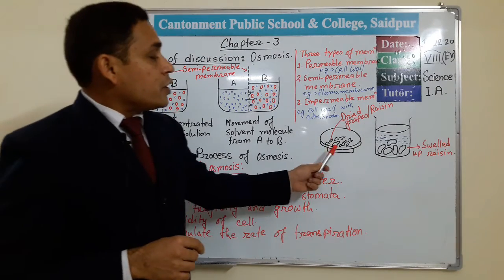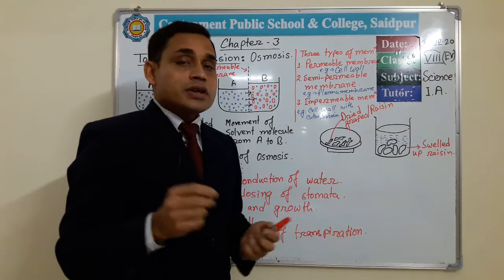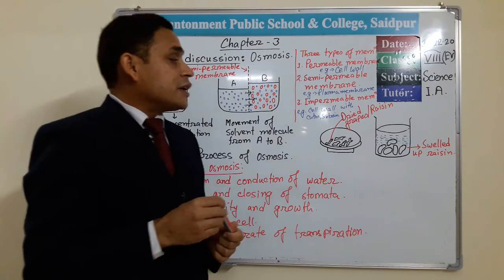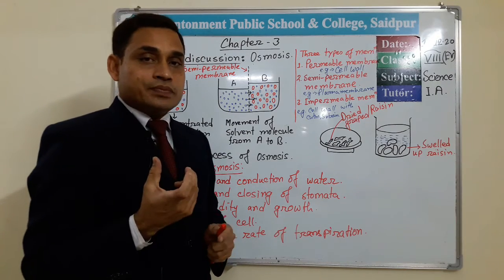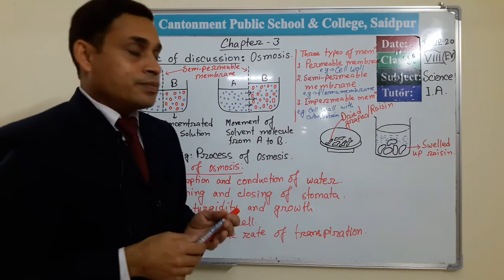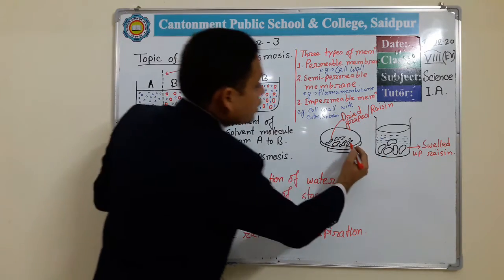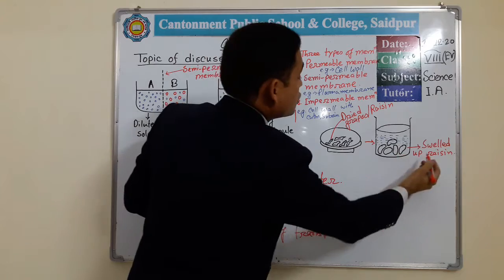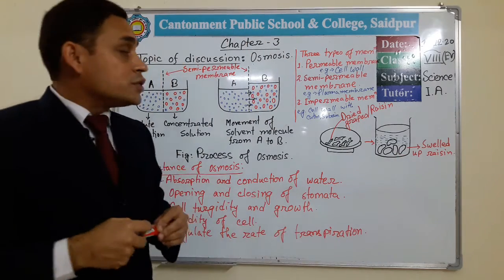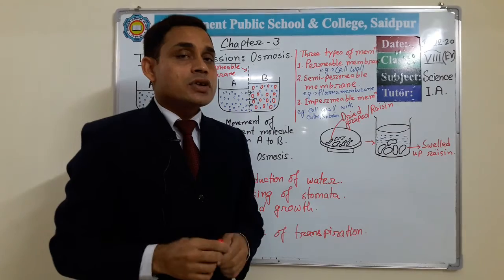So when we put some raisins or dried grapes inside the water, then after some time these dried grapes absorb the water and become swollen up. So here these dried grapes, after putting into water, become swollen up. And how do these dried grapes become swollen up? By the process of osmosis.